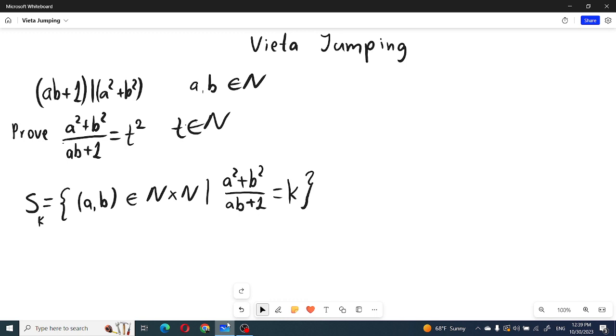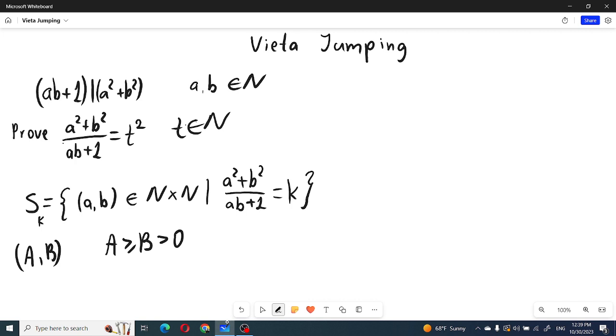To prove this, now let's define S of k. There we need to insert all pairs such that a square plus b square over ab plus 1 equals k. And now let's discuss the pair with the minimal sum, such that a plus b is minimal. And we can also assume that a is more or equal to b, and this is more than 0.